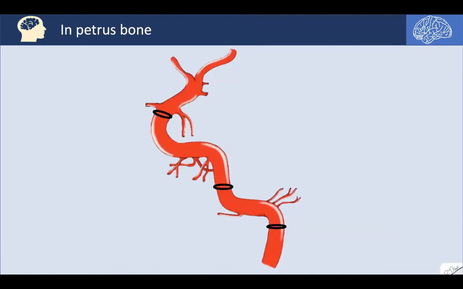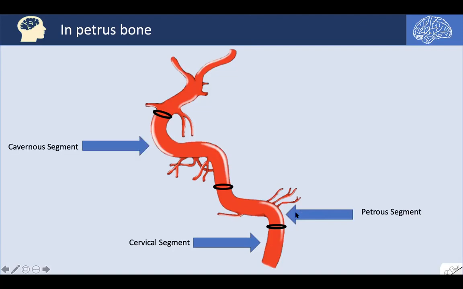So as we have visualized this diagram before, this is the course of the ICA. The segments of the ICA, as we mentioned previously: here is the cervical segment in the neck, and here then it becomes the petrous segment. Then this is the cavernous segment, and it has a little bump over here that distinguishes it. And the final, the C4 segment, is the supraclinoid segment.